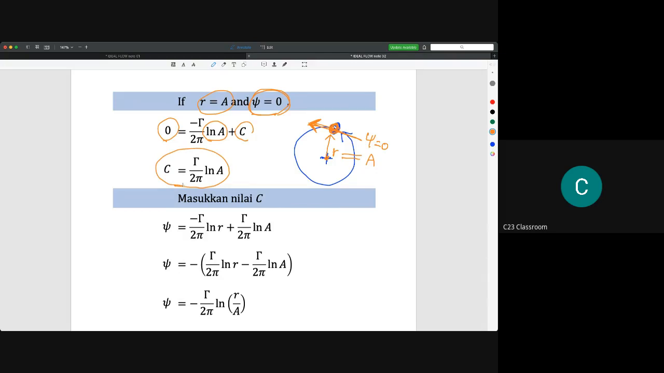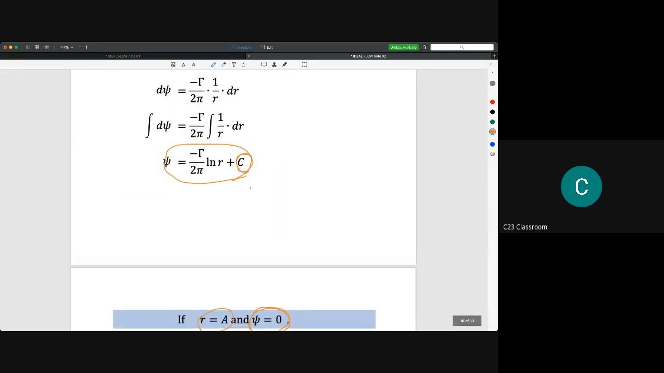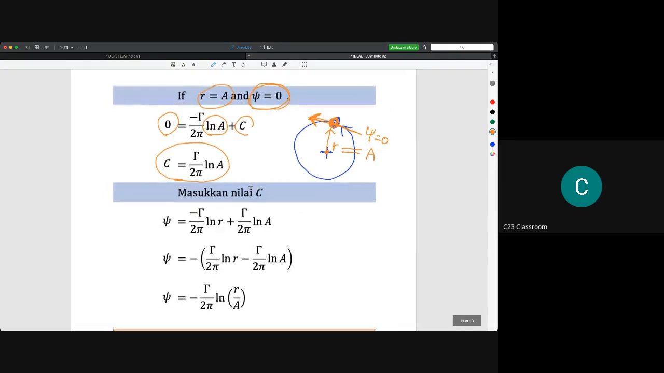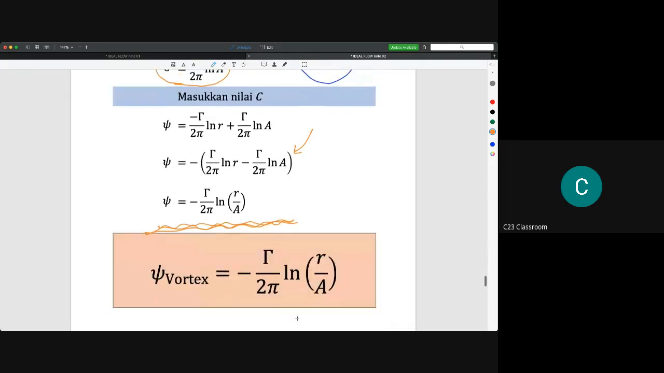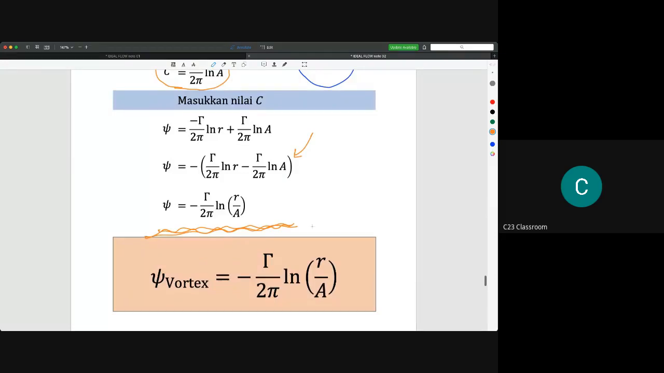And then we substitute the value of C into our equation here. We could get negative gamma over 2 pi ln R plus gamma over 2 pi ln A. Finally, we could write like this and simplify as this term. So as the official answer, the psi, the stream function for vortex, must be written as negative gamma over 2 pi ln R over A. So you must remember that for vortex, we must have R over A.